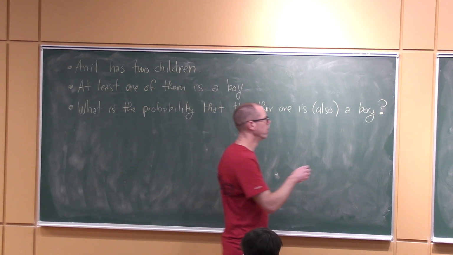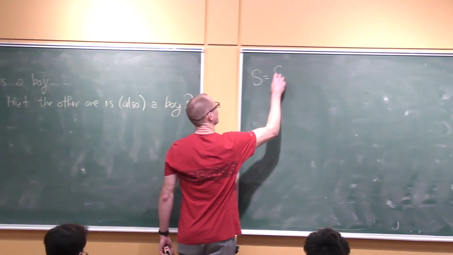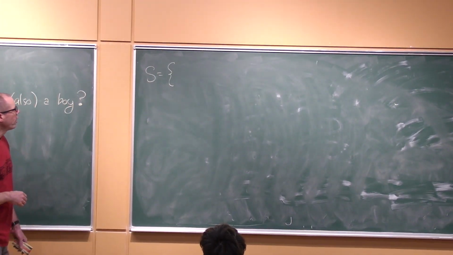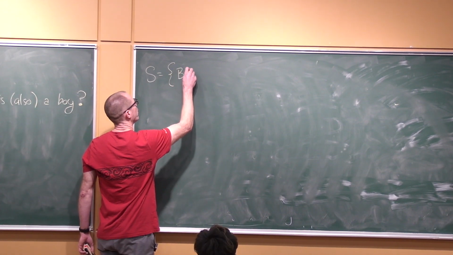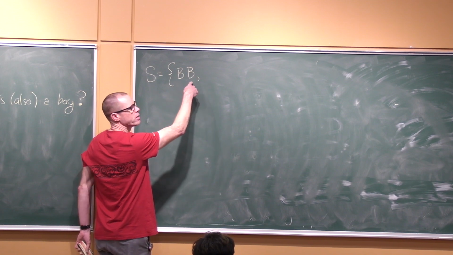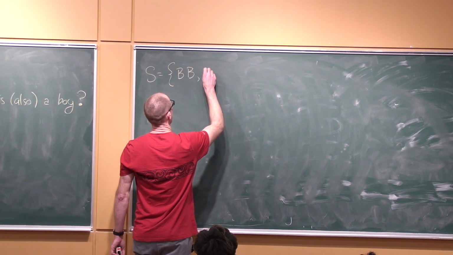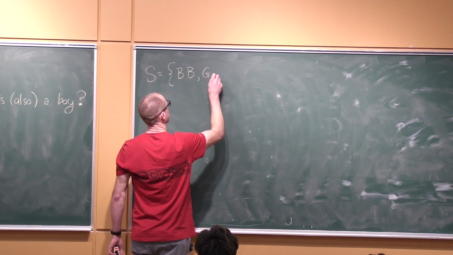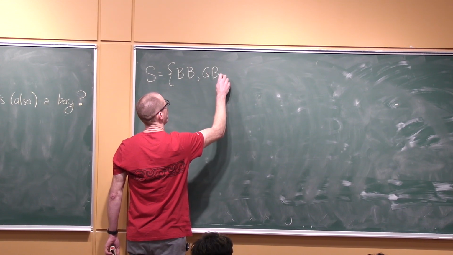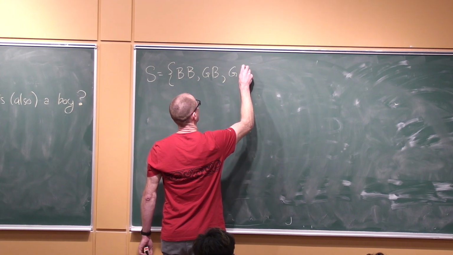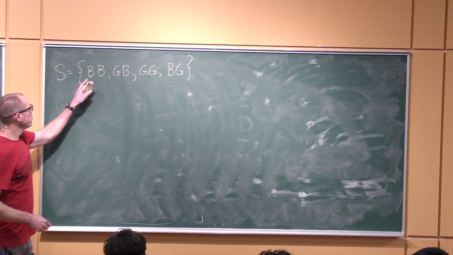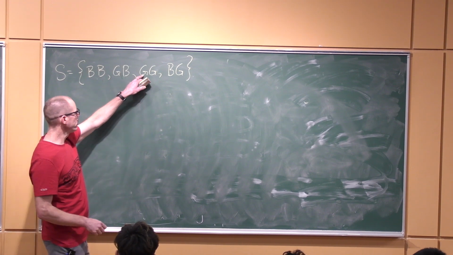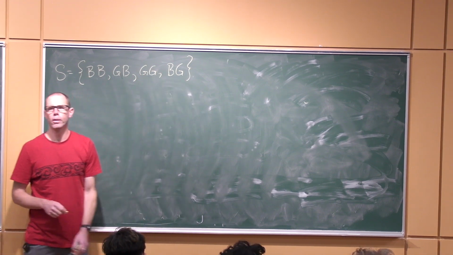So we draw the probability space, or we figure out what the probability space is. Well, there's 2 children. First one can be a boy, the second one can be a boy. First one can be a girl, second one can be a boy. They can both be girls, or it can be a boy and a girl. 2 boys, first a girl then a boy, 2 girls, or first a boy then a girl. Yeah.